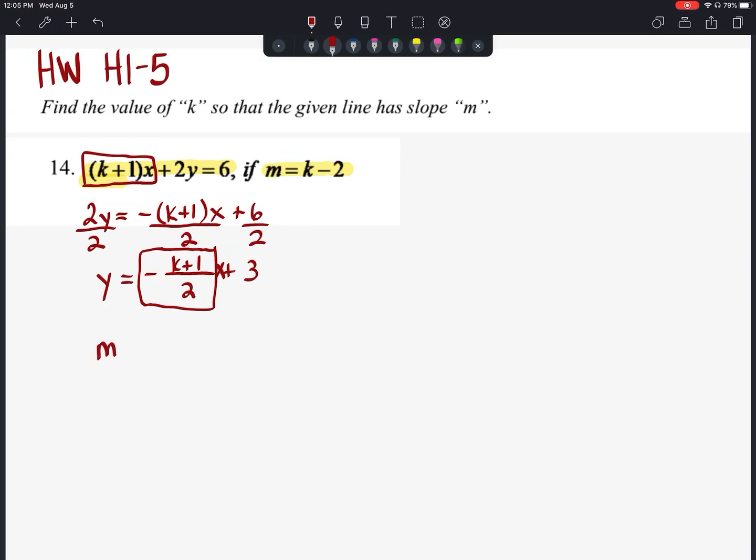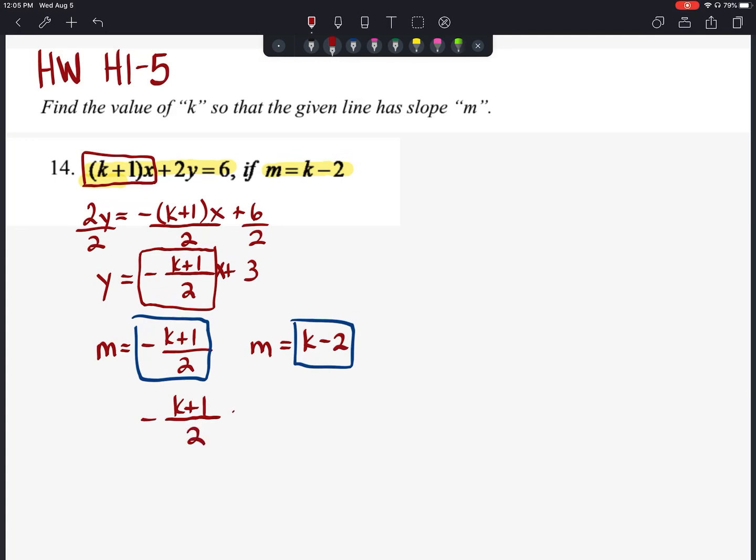So if m equals the opposite of the quantity k plus 1 over 2, and m equals k minus 2, we can take this and use simple substitution. They both end up equaling m, so let's set them equal to each other and solve it. So the opposite of the quantity of k plus 1 over 2 should equal k minus 2.